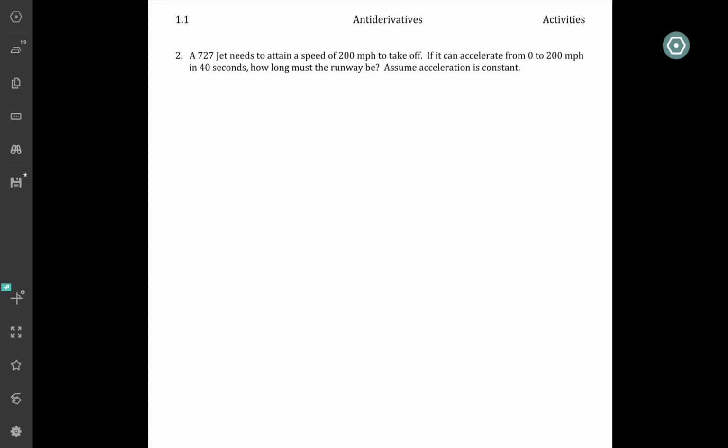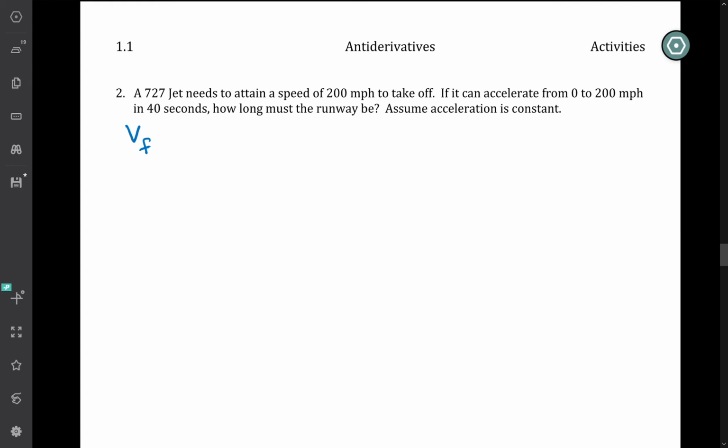If it can accelerate from 0 to 200 miles per hour in 40 seconds, we need to know how long the runway is going to be. We get to assume acceleration is constant. So we basically know that we want our final velocity. Again, you don't have to use this notation if you don't want to, but it's kind of handy. Should be 200 miles per hour.